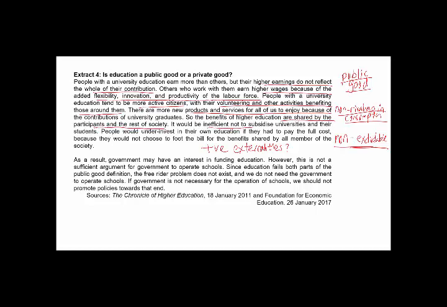It would be inefficient not to subsidize university and their students. People will, as a result, underinvest if they had to pay the full cost because they will not choose to foot the bill for the benefits shared by all members of the society. So therefore, this extract believes that government have an interest in funding education, but it's not a sufficient argument for government to operate schools. Since education fails both parts of the public good definition, free rider problem does not exist and we do not need the government to operate schools.